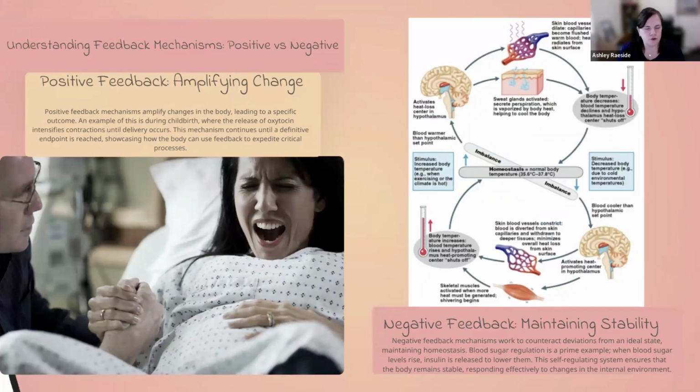Remembering that we have two types of feedback mechanisms. We've got positive feedback and negative feedback. Our positive feedback is where whatever change is happening, we need it to continue. And so it just keeps going and going.